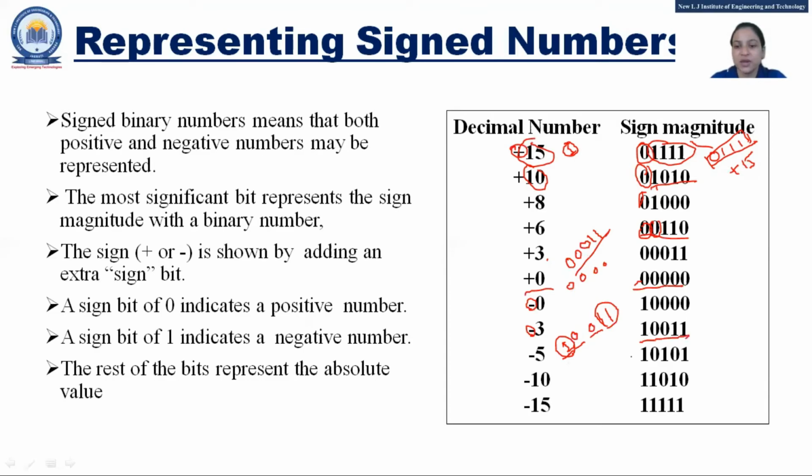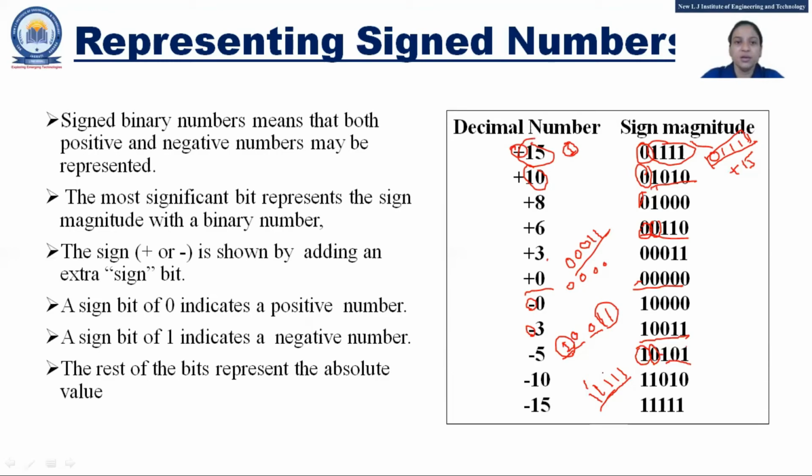Similarly, for minus 5, the MSB bit is 1, and 101 is the binary number for 5, and the extra space will be filled with 0. Now for 15, 4 ones are the binary representation of 15, 4 bits filled. Now we require an extra bit of 1 for negative. So this is the minus 15 representation using the sign magnitude method.